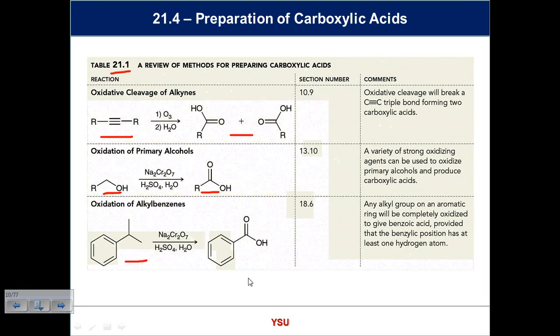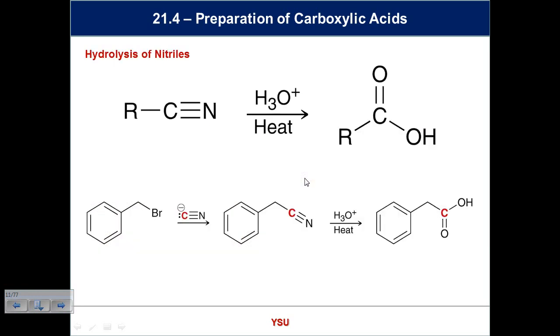Then we did this. Nobody knows this mechanism. Did anybody work it out yet? No, I didn't think so. Okay. So this is magic. We get a primary alcohol going to a carboxylic acid. That's a very useful way of doing that. So we have made these things. Don't forget that.